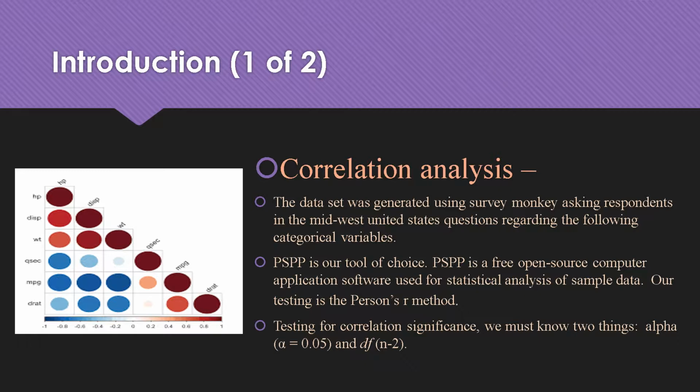I'll be using the Pearson's R method of testing. We need 2 things for testing correlation significance. The 2 things are alpha and degrees of freedom. I'm using the traditional alpha indicated 0.05 and the sample size indicated by the letter N, and the degrees of freedom is N minus 2.